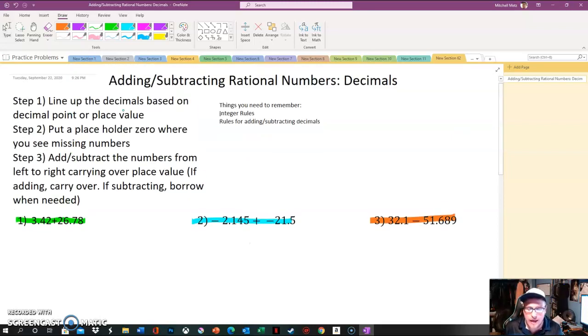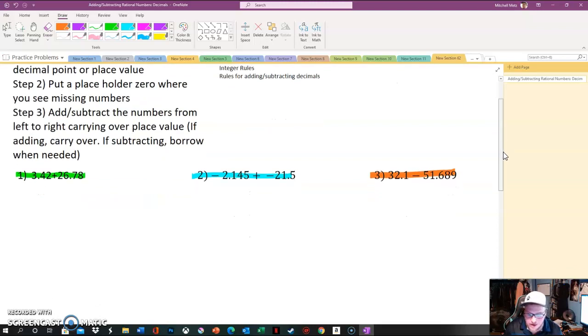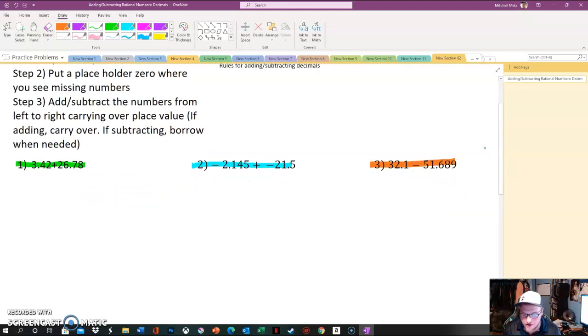Step 1. Line up the decimals based on decimal point or place value. If you look at the first problem, 3.42 plus 26.78, we're going to line them up based on place value. I'm always going to write the bigger number on top just because it's easier. 26 is actually bigger than 3, so I'm going based on that value. So 26.78, and then I'm going to line up my decimals. So 3 will go here, and then 42, and then I'm going to add them. So that's the first step.